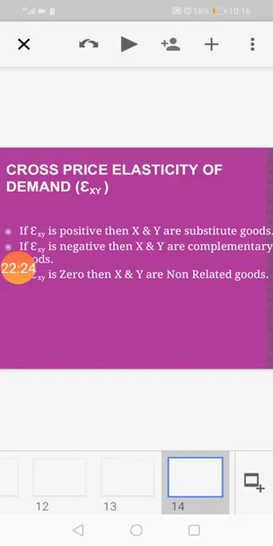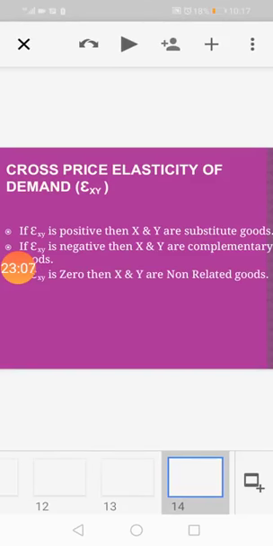If cross price elasticity is positive, it means X and Y are substitute goods. If cross price elasticity is negative, then X and Y are complementary goods. So the sign shows the type of relationship between the goods, substitute or complement, and its magnitude shows the degree. If this number is greater than 1, it means goods are close substitutes. If this is less than 1, it is a weak substitute. Similarly for the complementary goods. So the sign shows the type of relationship, and the magnitude shows the degree of relationship, weak, strong or close.